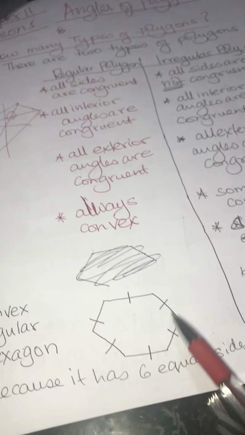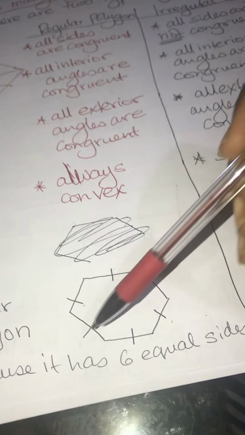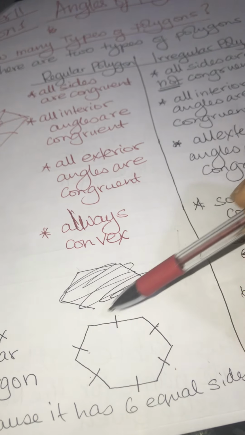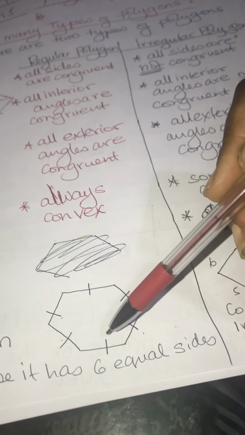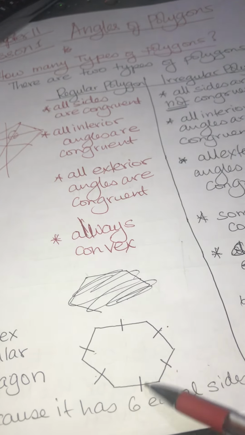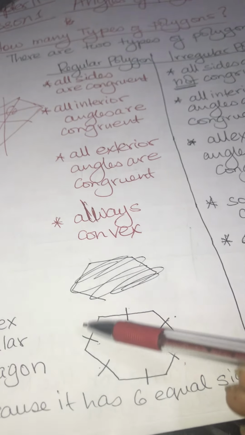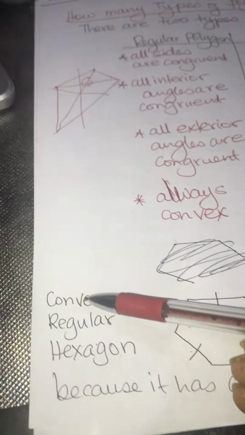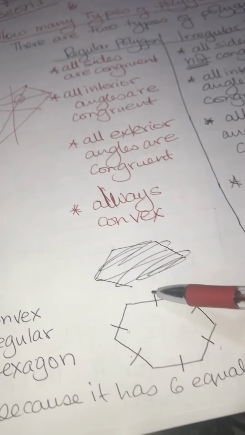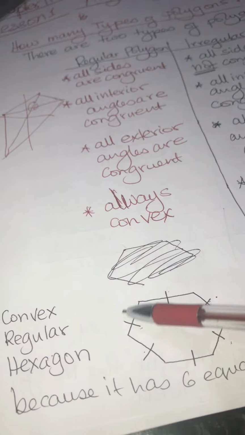Let us describe this polygon. These are congruency marks. I don't mind that it doesn't look equal because I was just sketching. But because of these marks, I know it is regular, because these marks mean all the sides are congruent. Now, how do I describe this polygon? It is a convex, regular hexagon, because it has 6 equal sides.